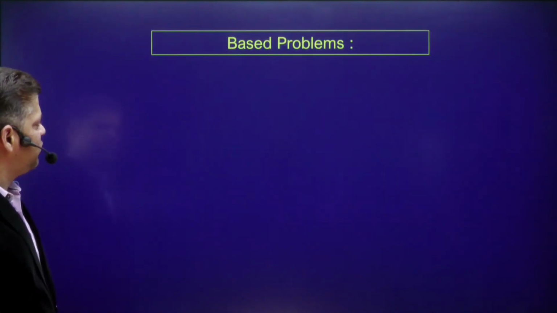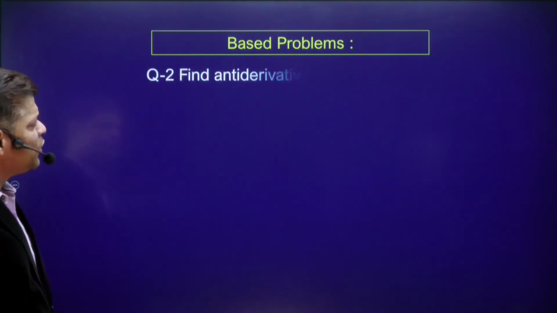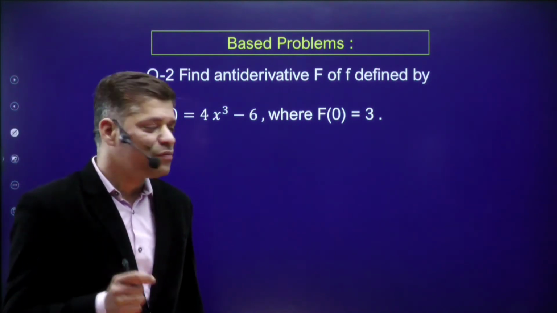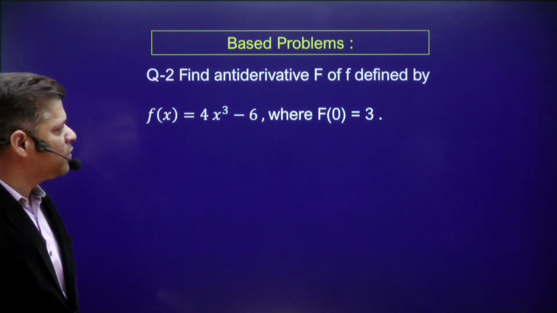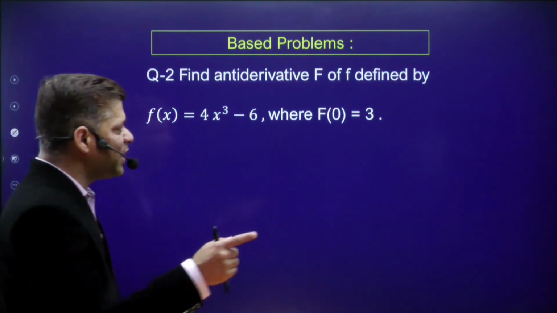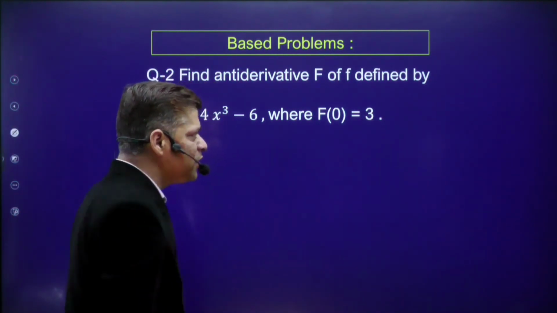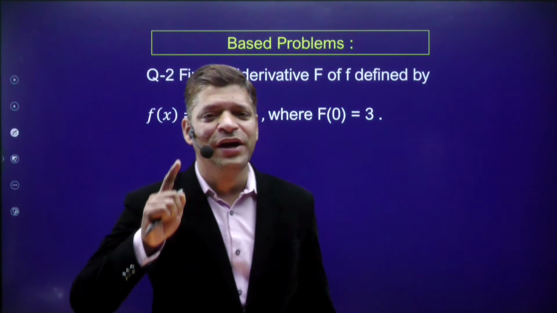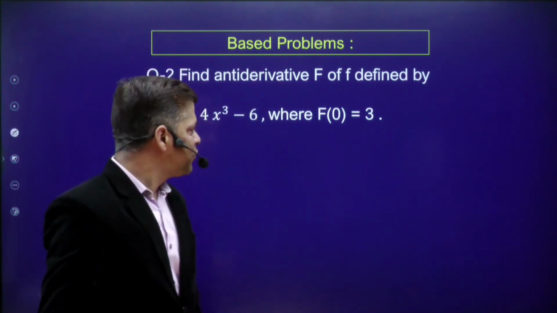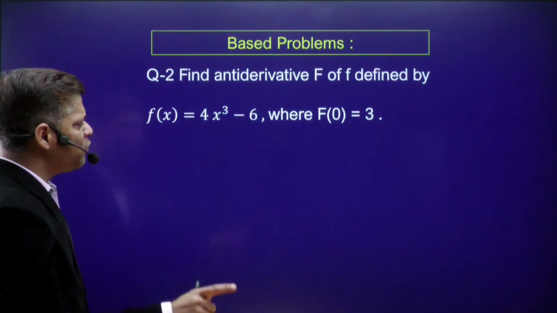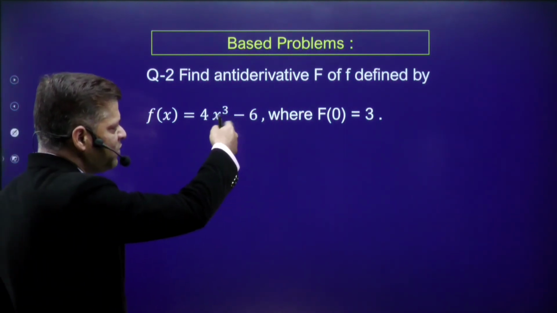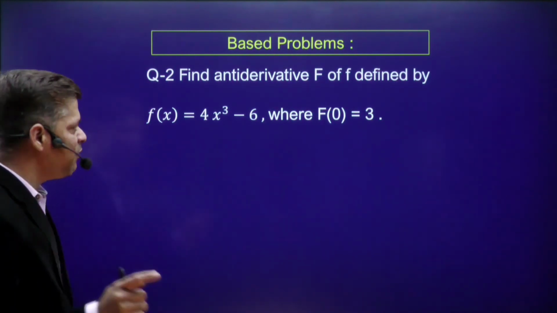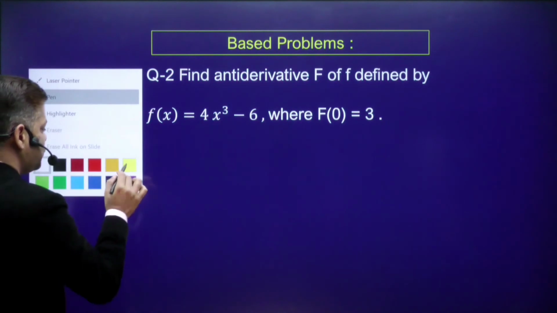So my dear students, next question, question number 2. We have to find the antiderivative capital F of small f, where small f is given, and also a condition is given, that is capital F(0) is equal to 3. So before applying that condition, our first target is to find capital F. By applying the properties and standard formulas, we can easily find the antiderivative of small f(x). So without any delay, we should start the problem.